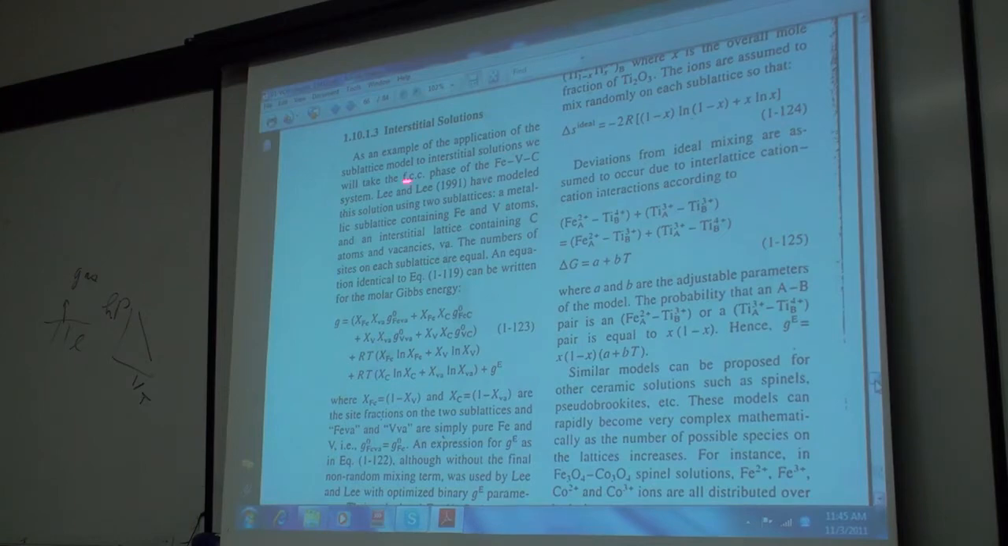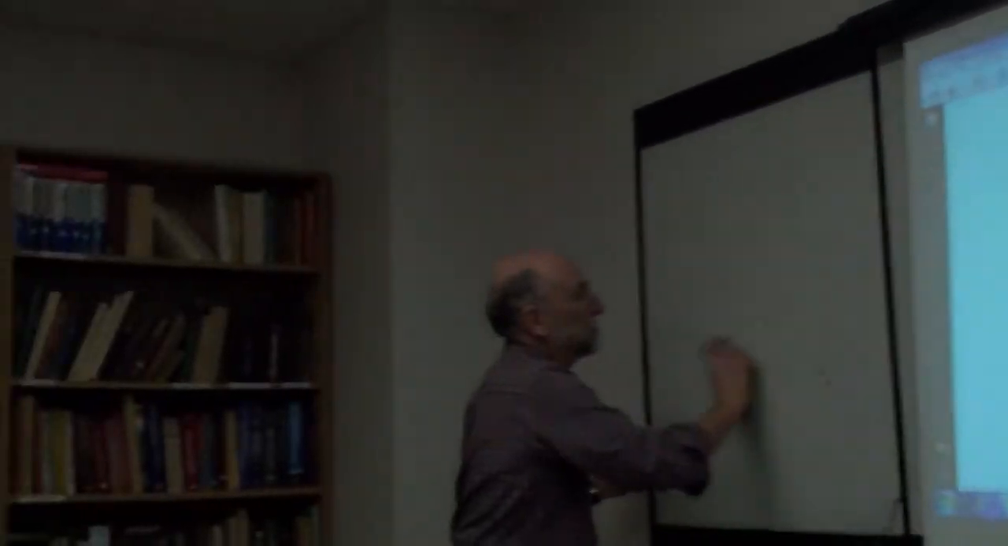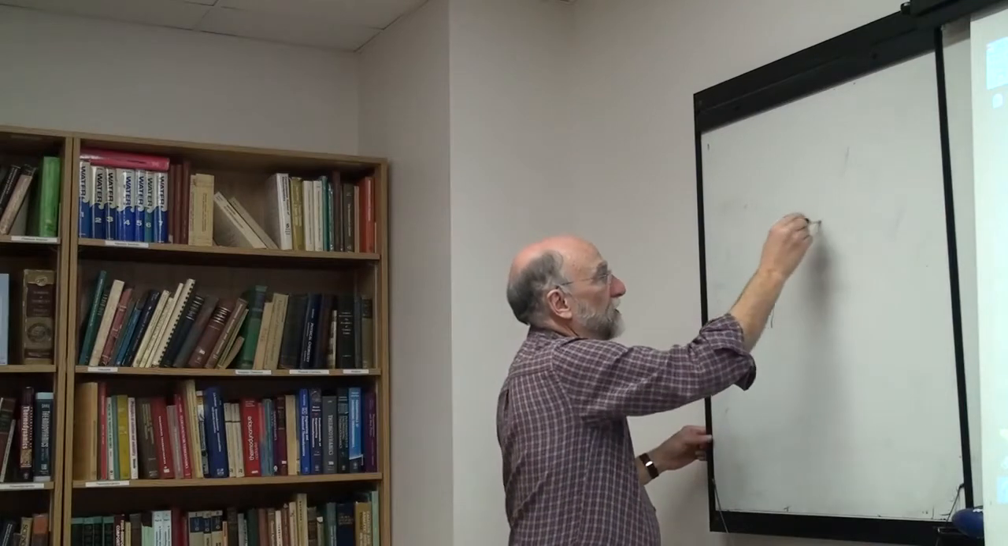So consider the face-centered cubic phase of the iron, vanadium, carbon system. Carbon goes into FCC iron and vanadium on the interstitial sites. All the lattice sites are occupied by iron, and the carbon can go into the interstitial sites. You all know that. And what we're going to do is model this. You can model this straight, but we're also modeling it using the compound energy formalism.